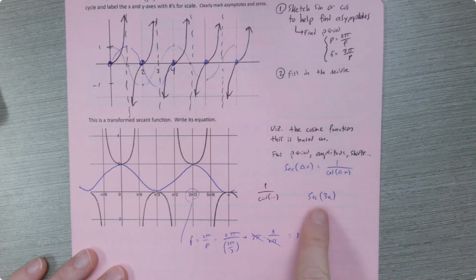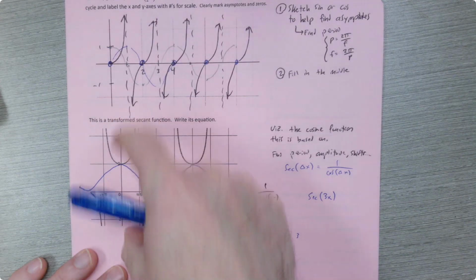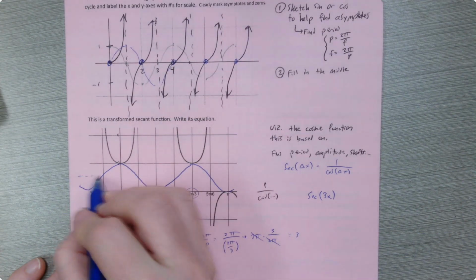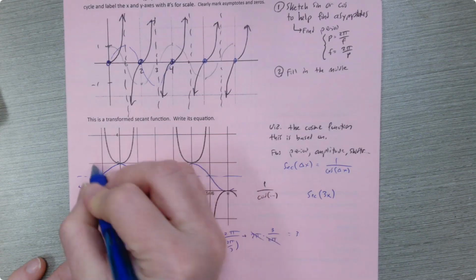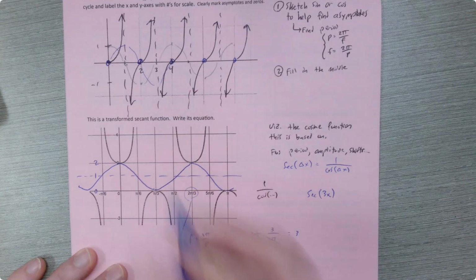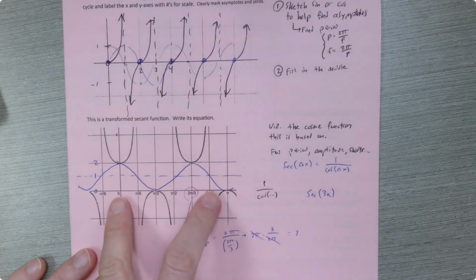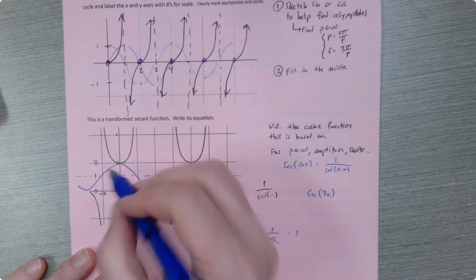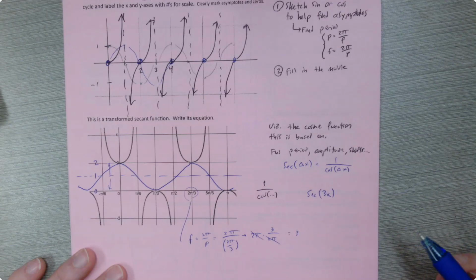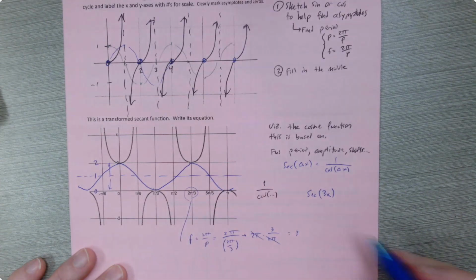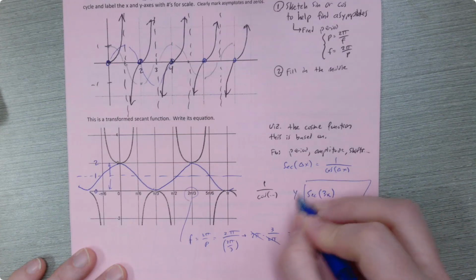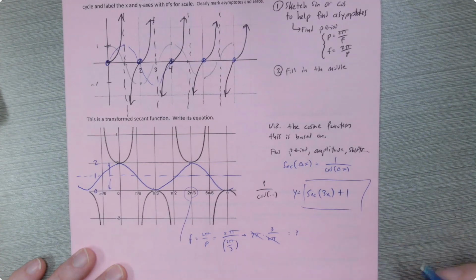But if it was just regular secant 3x, this would all be shifted down a little bit. Notice that for this cosine function, this is 2, this is 1, this is 0. The cosine function has just been shifted up by 1. The amplitude's the same. That hasn't changed. It's just that everything's been shifted up by 1. So the real equation here would be secant 3x plus 1.